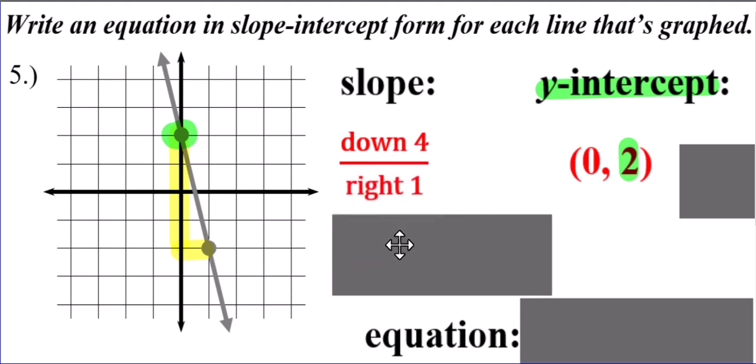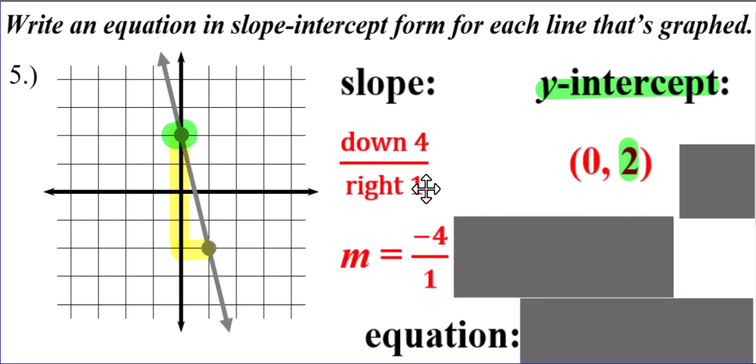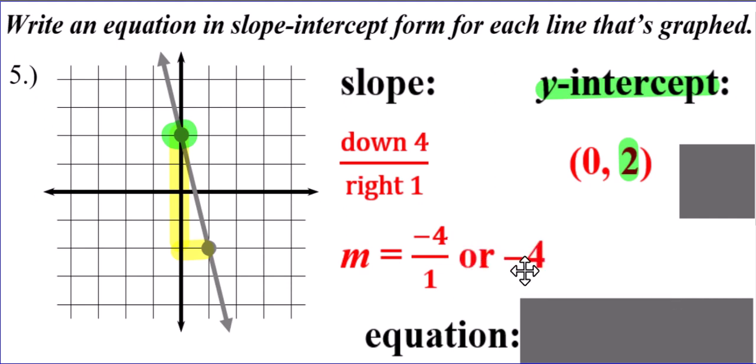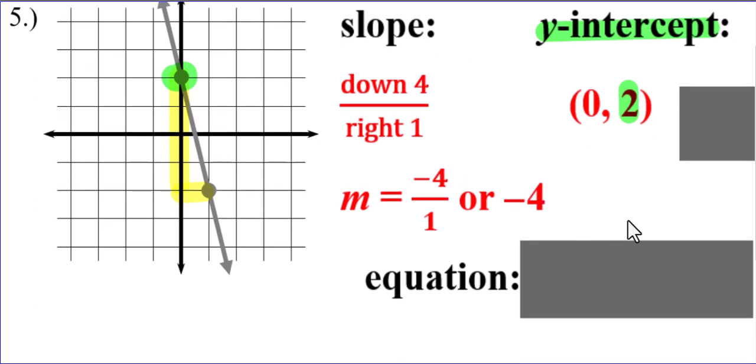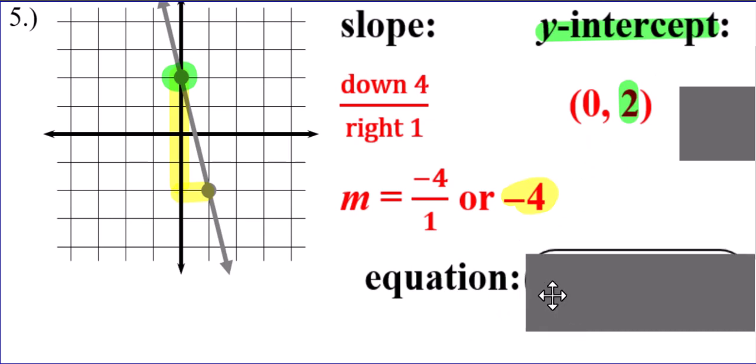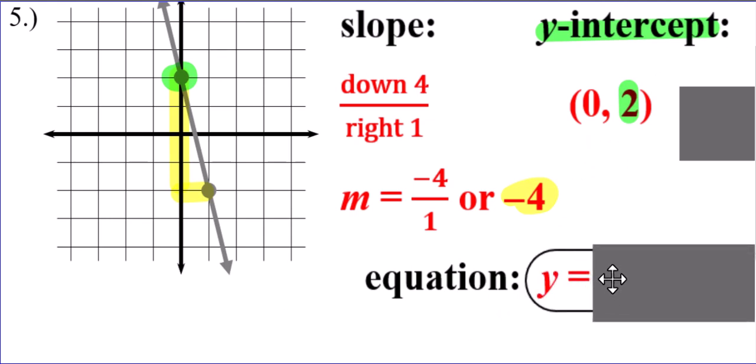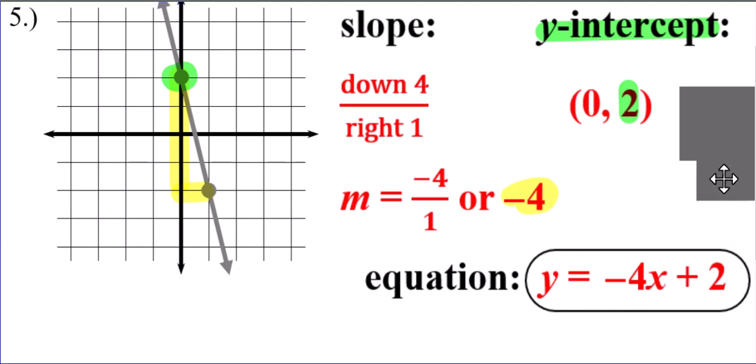Now, let's interpret this. Down 4 is -4, but right 1 is +1. If you would like to simplify that to just -4, you can go ahead and do that because anything over 1 is just itself. All right, let's put the pieces together for the equation. We got our m, that was the -4, and we got our b, that is the 2. So y equals, instead of mx plus b, it's -4x plus 2.